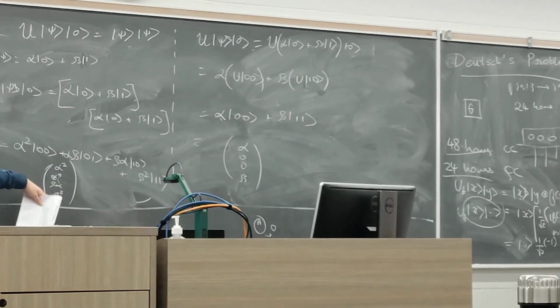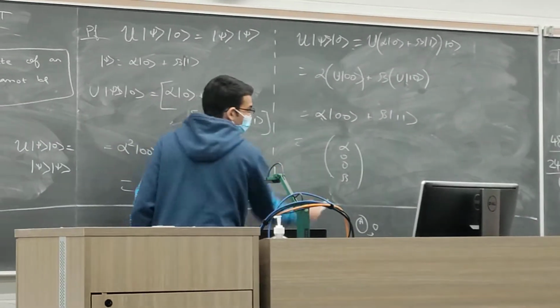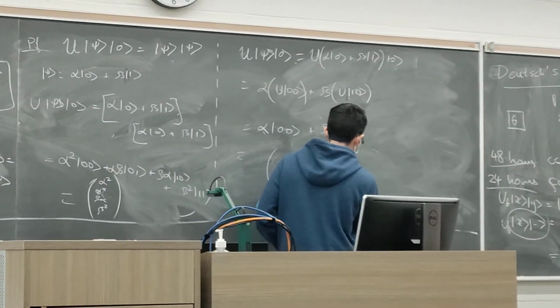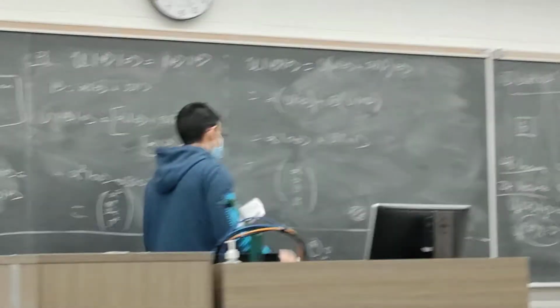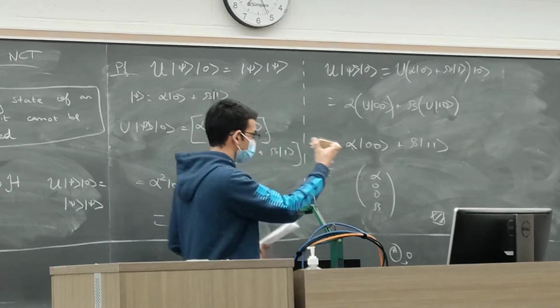Can't be equal to this. Unless alpha is 0 and beta is 1, or alpha is 1 and beta is 0, you can't have this. You can't have this equality. And so that's unity. This can't happen.